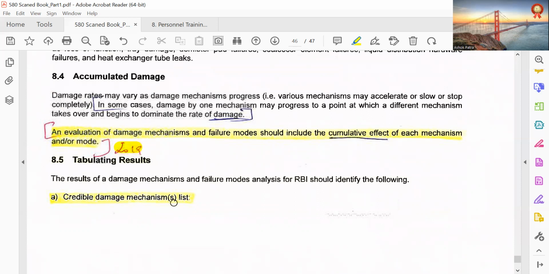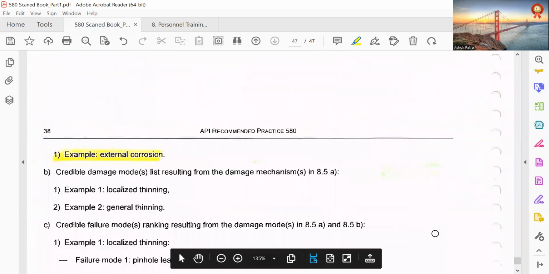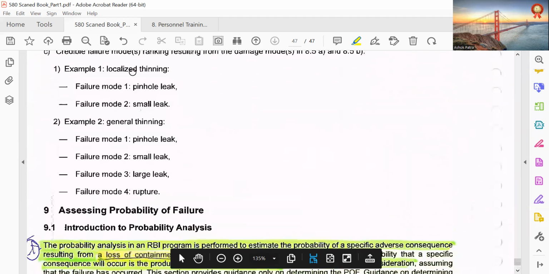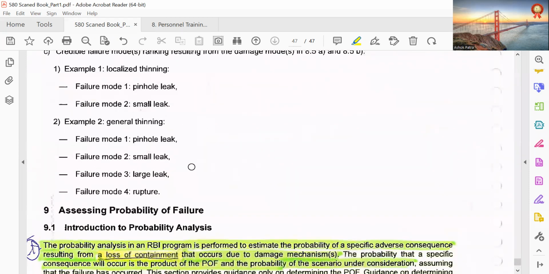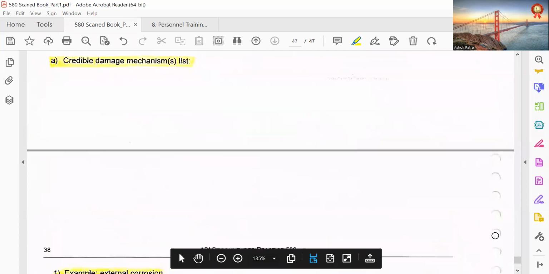So tabulating results, credible damage mechanisms list. Example, external corrosion, localized thinning, generalized thinning. Localized thinning, failure mode pinhole leak, failure mode small leak; general thinning, pinhole leak, small leak, large leak, rupture. Okay, we'll stop here.